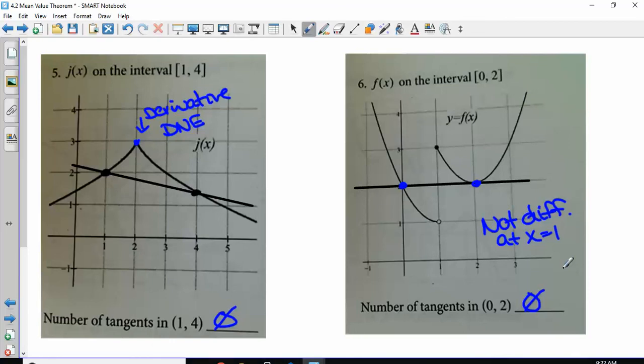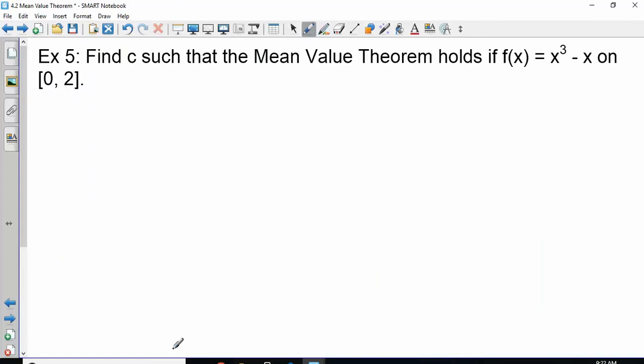Okay, so those are some visual examples to kind of show us what we're doing. Let's do one from an equation then, and show you how that works. So I want to find the value that would make the mean value theorem work here. Mean value theorem has two conditions. It has to be continuous and differentiable. Is this function continuous and differentiable? Yes. Why? It's a polynomial.